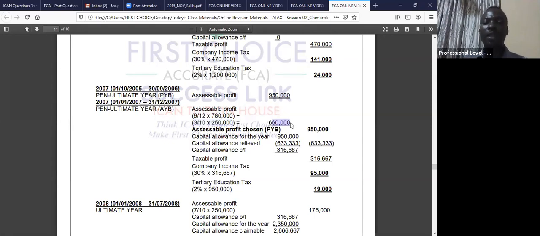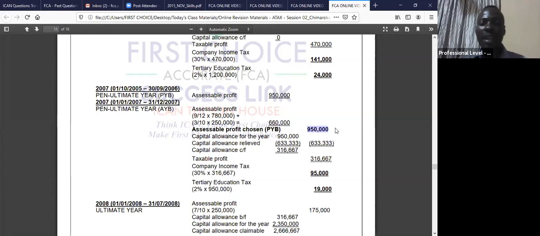So you ask, which one of these two is higher? I've underlined them double because I don't want to add them together. That's why you underline them double. So this one is higher. You see, the accessible profits choosing PYB is higher, 950.